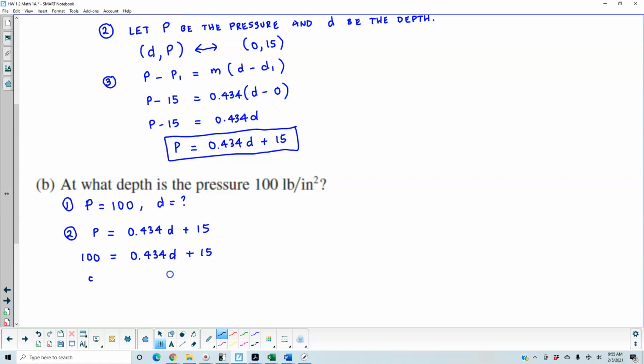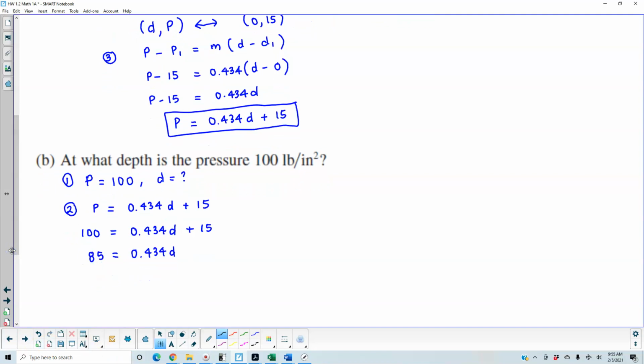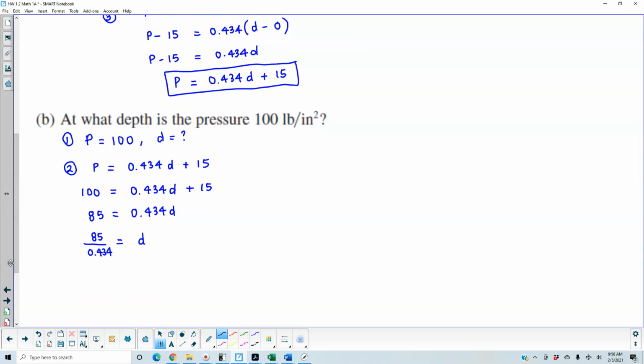We subtract 15 from both sides and we get 85, which is equal to 0.434D. Okay, so in order to solve for D, I'm going to divide both sides by 0.434. So therefore, D is going to be approximately 195.85 feet when the pressure is 100.